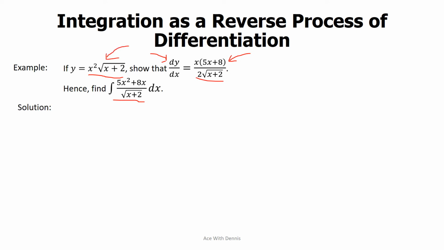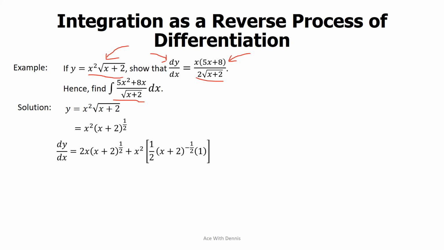Now let's look at the solution for this example. From the given equation, y equals x squared times the square root of x plus 2. So we change it into the indices form first, which is x squared times (x plus 2) to the power of half. After that, we apply the product rule to find dy over dx, which we get 2x times (x plus 2) to the power of half plus x squared times half (x plus 2) to the power of negative half times 1.